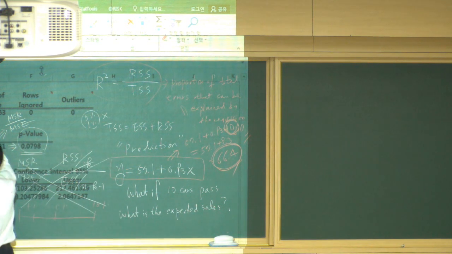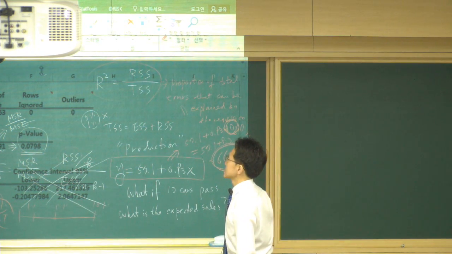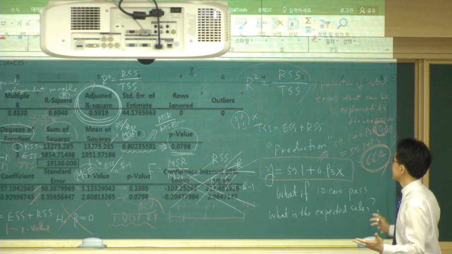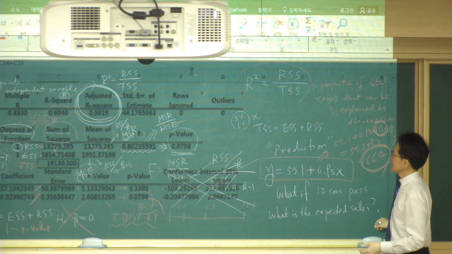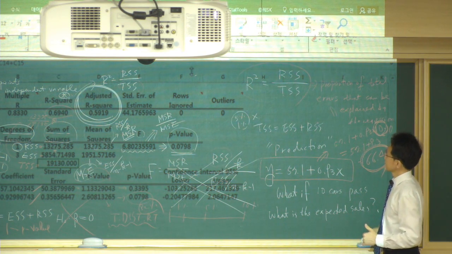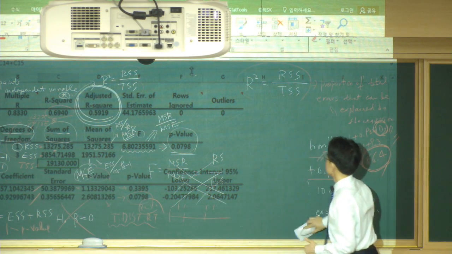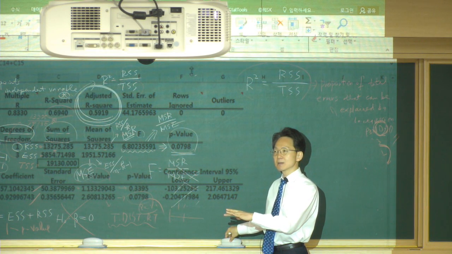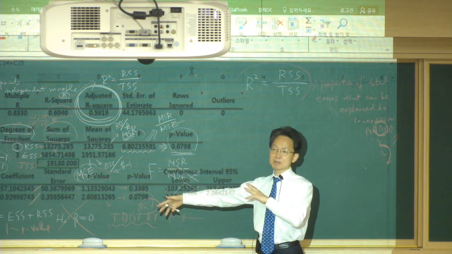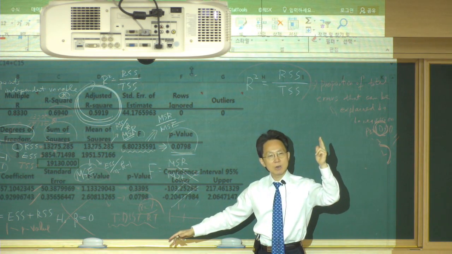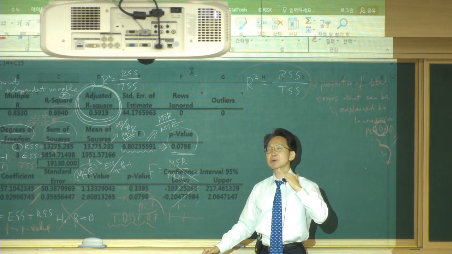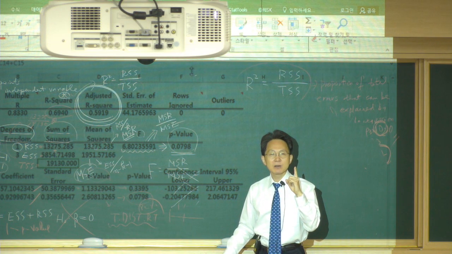Then I need you to explain this adjusted R square. I can talk about some formula, I can talk about some equation. But rather than that, I just want to give you conceptual understanding. We know that in this model, we have only one independent variable. If we add one more independent variable, R square will increase. R square will improve. Whenever you add one more independent variable into the model, R square can never go down.